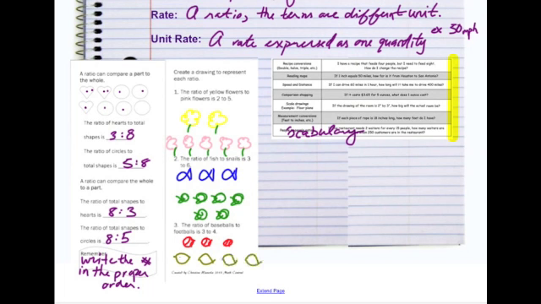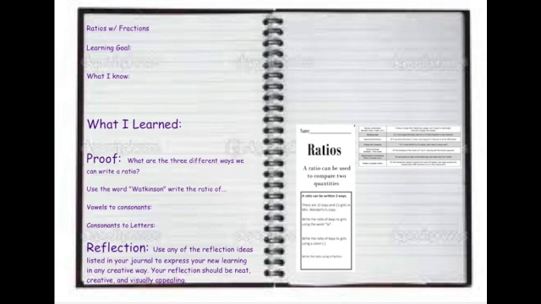I want to make sure I'm drawing the ratios correctly. Right? So make sure that all your notes are complete, including the vocabulary words, even if they're not in the exact place on the page that they should be. And fill in your proof problem. What are the 3 different ways we can write a ratio? And then I asked you to use the word Watkinson to write the ratio of vowels to consonants and consonants to overall letters.